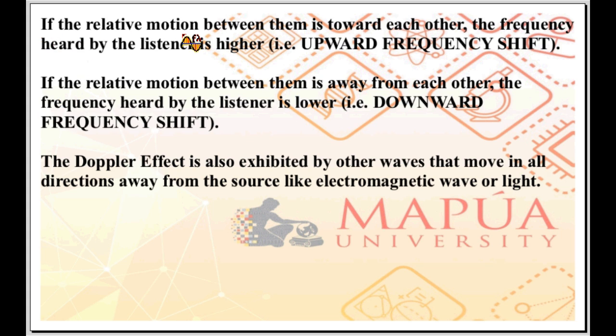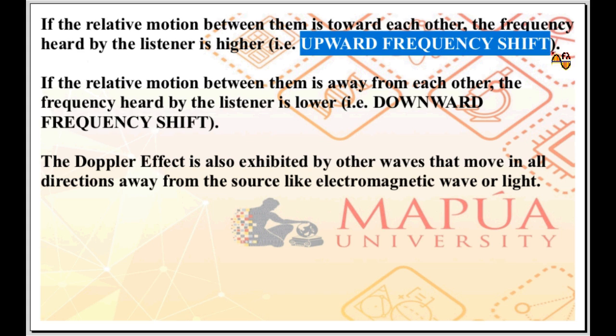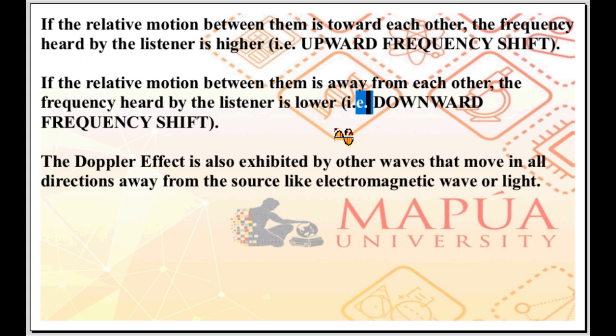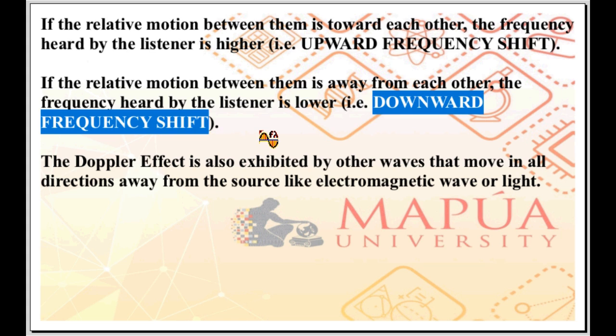If the relative motion between the source and the listener is toward each other, the frequency heard by the listener is higher than that produced by the source. There is what is referred to as an upward frequency shift. On the other hand, if the relative motion between them is away from each other, the frequency heard by the listener will be lower. You have a downward frequency shift.